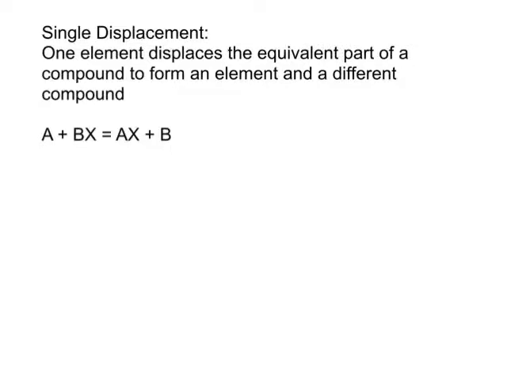Single displacement reactions happen where one element displaces the, and this is a key word here, equivalent part of a compound to form an element in a different compound. And so it has the generic reaction A, this would be our element, plus BX, that would be our compound, and the element displaces part of the compound to form a new element, and what was the single element is now part of a compound. So let's look at this as an example.